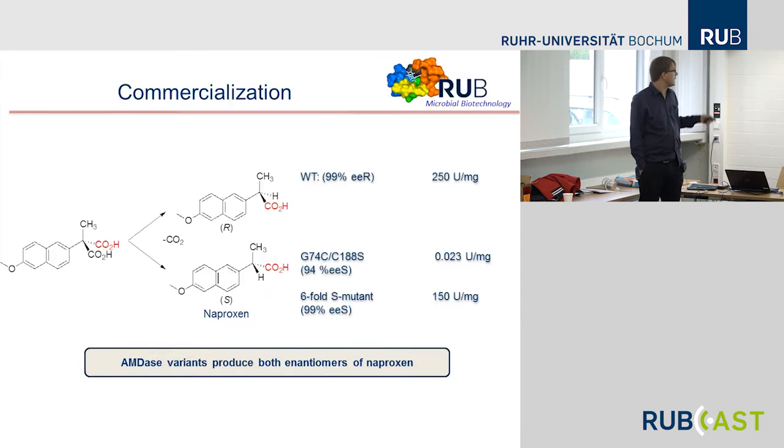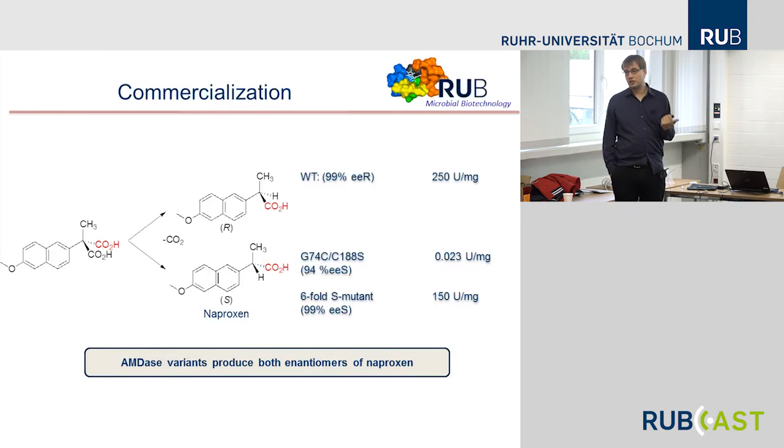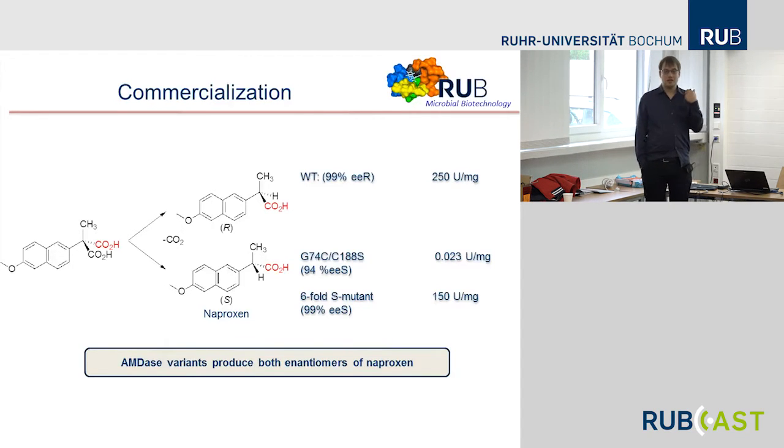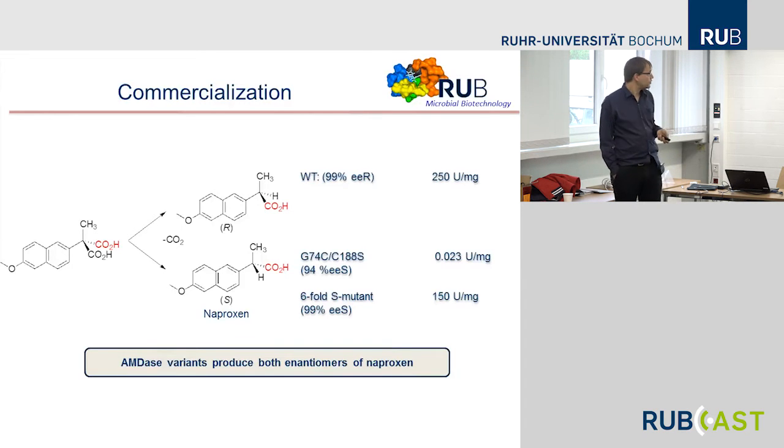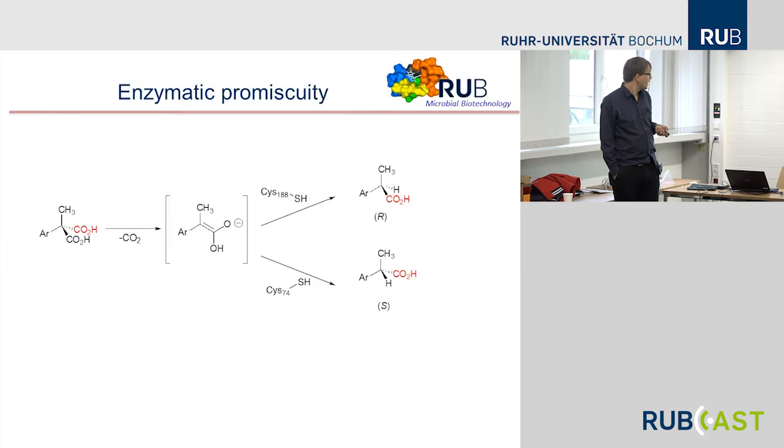And now it can be commercialized, and actually several companies, including BASF, are investigating these enzymes for commercial applications. So you really see the effect of protein engineering. 25 years after the discovery, we have S and R selective variants that can be used for commercial synthesis. So you really see that protein engineering makes a difference.